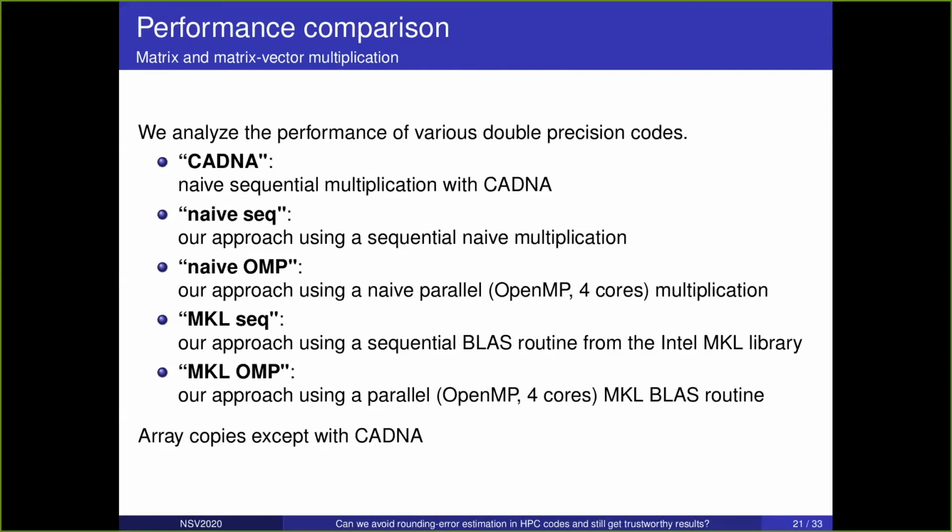You have what is called naive OpenMP that implements our approach using a naive parallel multiplication that relies on OpenMP. Here we use 4 cores. We have MKL sequential that implements our approach using a sequential BLAS routine from the Intel MKL library. And then we have the MKL OpenMP that implements our approach using a parallel MKL BLAS routine. And as a remark, array copies are performed, of course, except with the CADNA version.